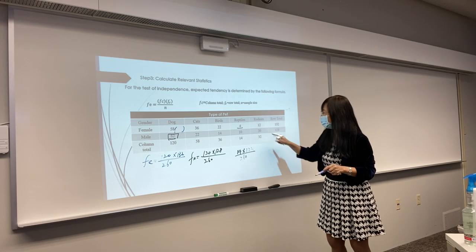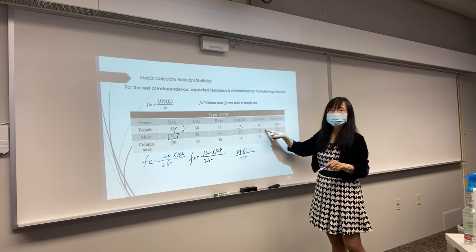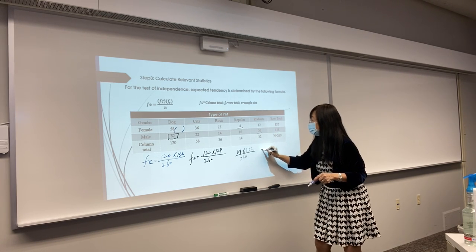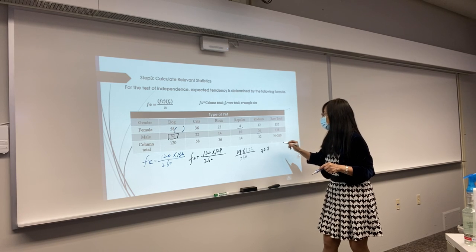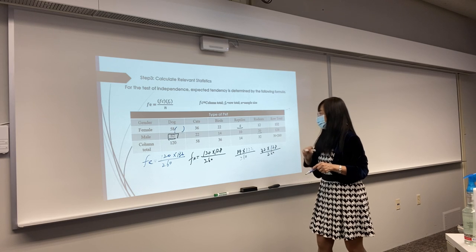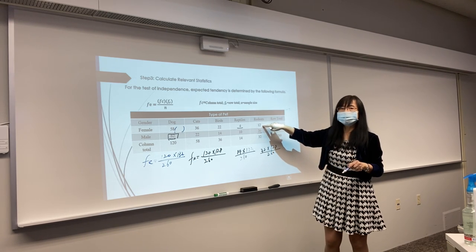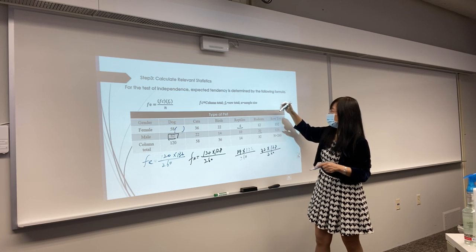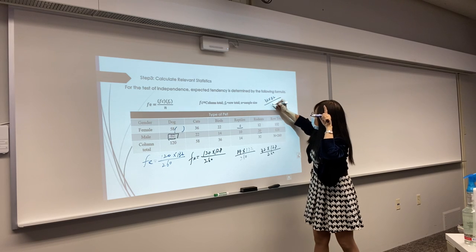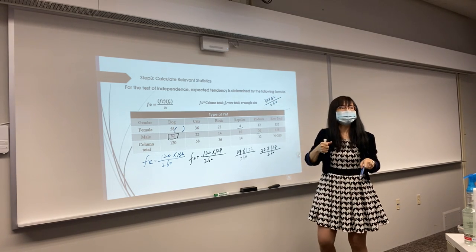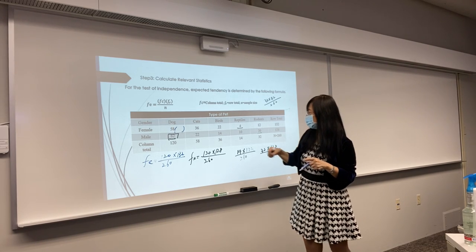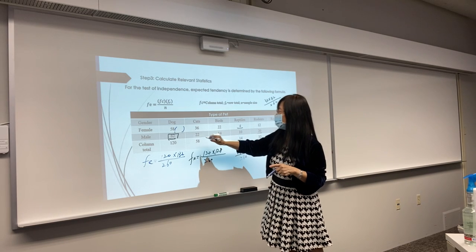Jason, can I have you try? How do you get FE for 20? You say 32 times 128 over 260. Very good. Alexis, can I have you try 12? 32 times. Huh? 32. Good job. Who wants to try? Rachel, let you try. How do you get this 22?